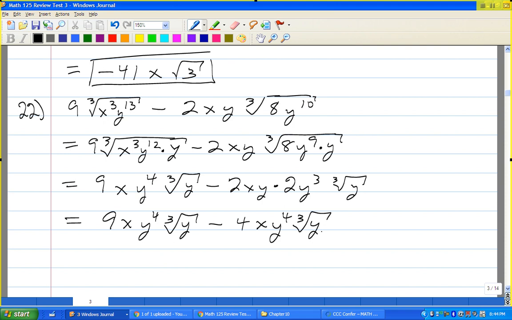And so these are now like terms. I have 9 of these minus 4 of them. And so 9 minus 4 is 5 x y to the 4th rad y. And that's your answer.